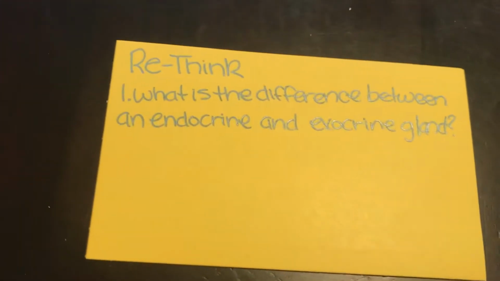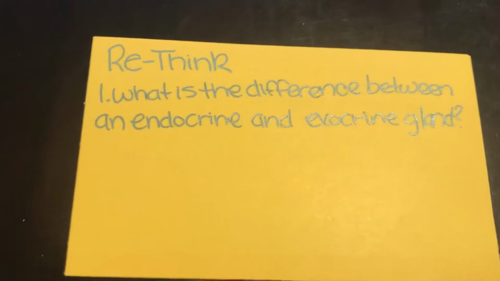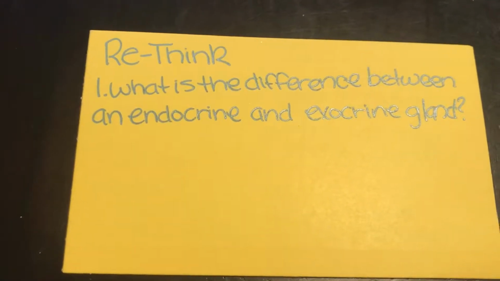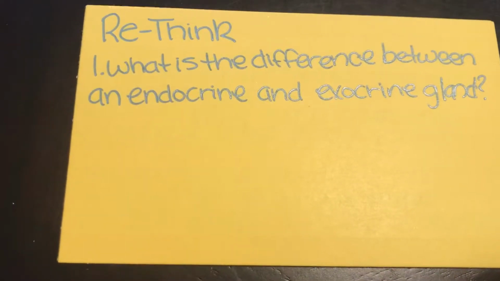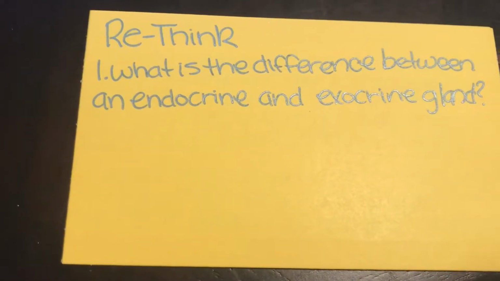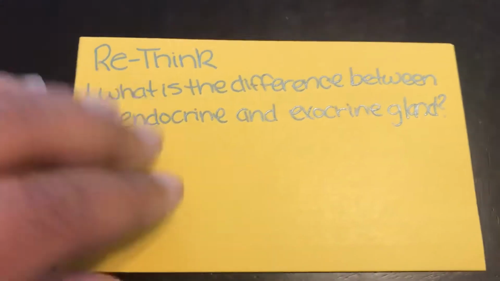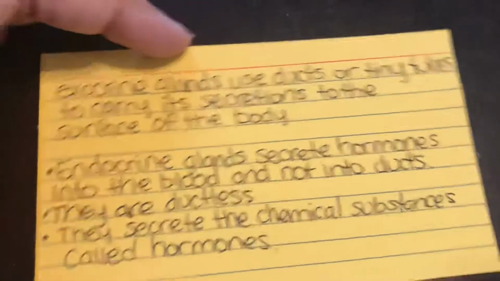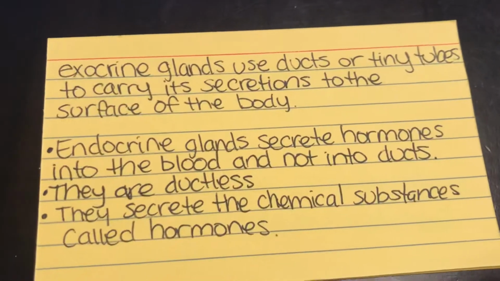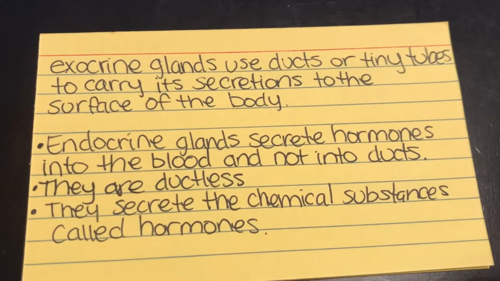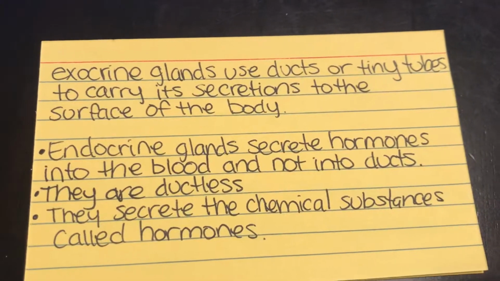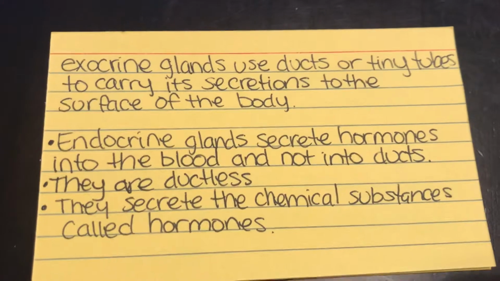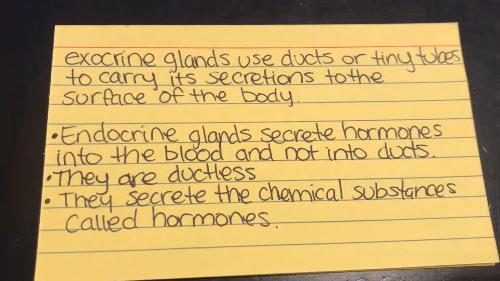So now let's rethink. What is the difference between an endocrine gland and an exocrine gland? Exocrine glands use ducts or tiny tubes to carry its secretion to the surface of the body. Endocrine glands secrete hormones into the blood and not into ducts. They are ductless. They secrete the chemical substances called hormones.